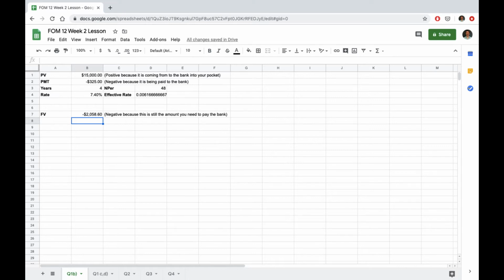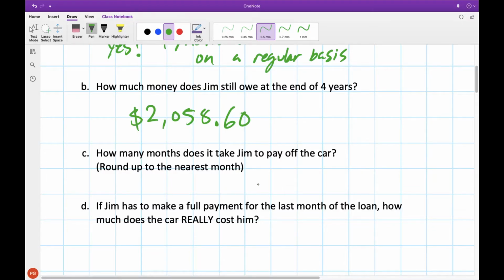So the way the calculator figures it is after our 4 years, this is how much money he would have to pay right at the very end to clear the loan. Our next question is about how long it would take him to clear off the entire loan. So how many months does it take him to pay off the whole car?